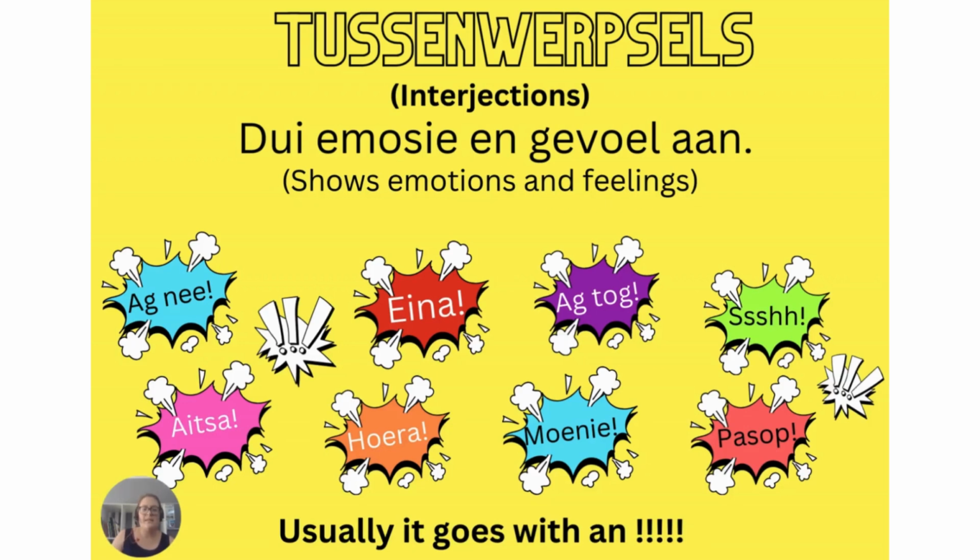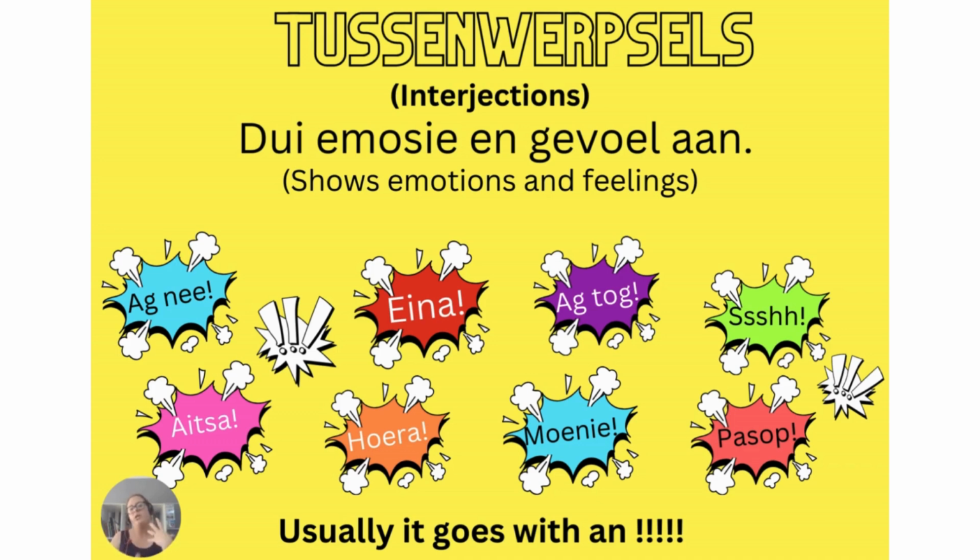Dan kry ons tussenwerpsels. So tussenwerpsels is your interjections. That's the things that show you emotion. When you're writing a story or you're writing a sentence, it's the things that tells you the sound or the emotion. If somebody gets a fright, if somebody's warning somebody, if somebody got ouchie. This is normally the words we use. So we say, ach nee, eina, ach toch, shh, uitsa, hoera, moenie, en pas op.